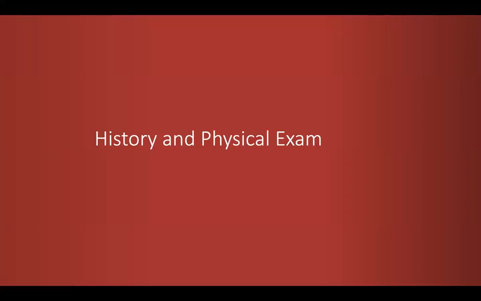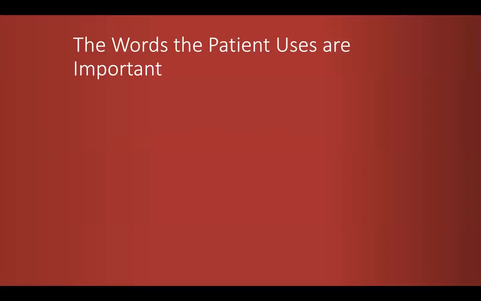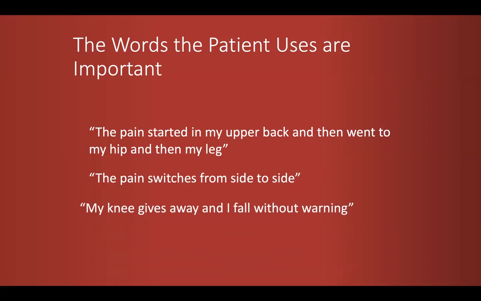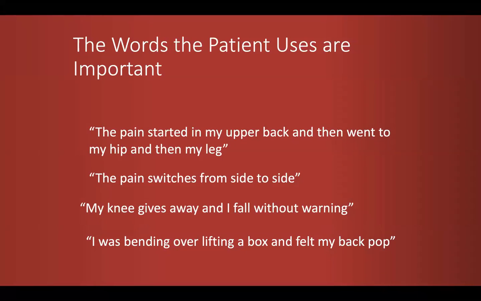So you have to look at the physical exam and the history. The words the patient uses, I feel, are very important. The pain started in my upper back and then went to my hip and then my leg. The pain switches from side to side. My knee gives way and I fall without warning. I was bending over, lifting a box, and I felt my back pop. All of these actually are very characteristic of problems that are not from herniated discs.